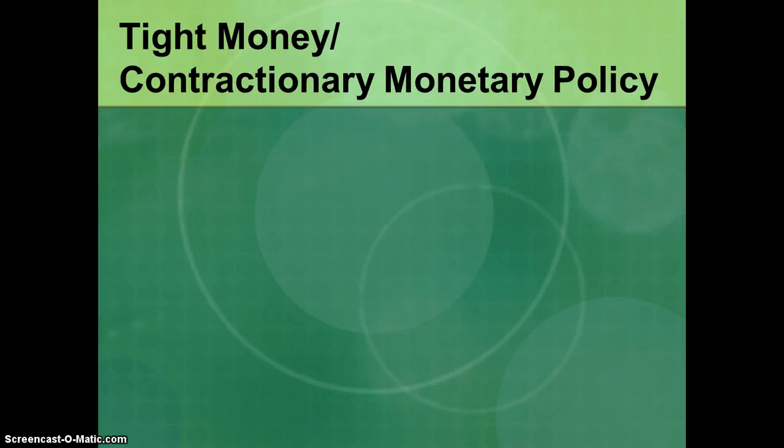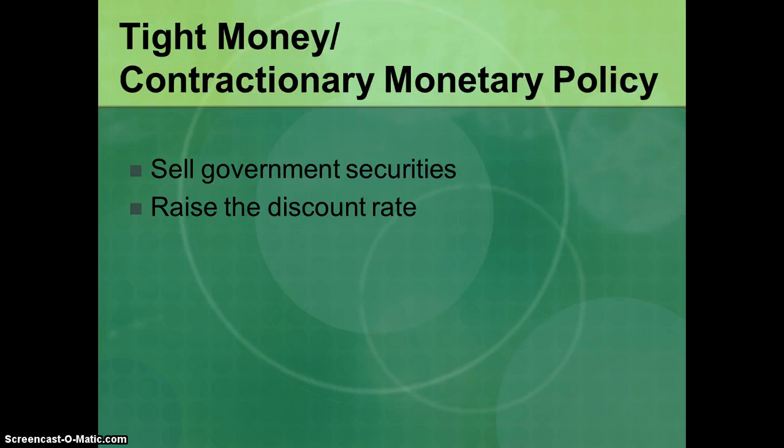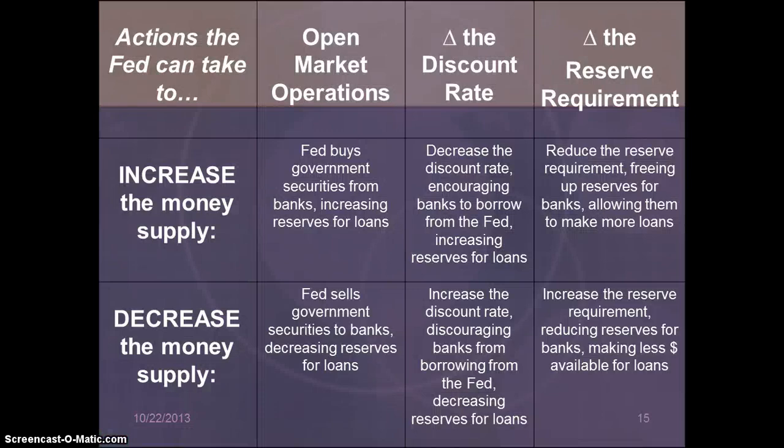Conversely, when the Federal Reserve would like to tighten or contract the economy, they participate in contractionary monetary policy, which could include selling government securities, raising the discount rate, and or increasing the reserve requirement. So these are just quick reviews of the tools that we already went through. Here's a great little chart which tells you what the Fed can do if they would like to increase the money supply or decrease the money supply. If you haven't taken notes up to this point, I suggest you either take a screenshot of this or jot it down.